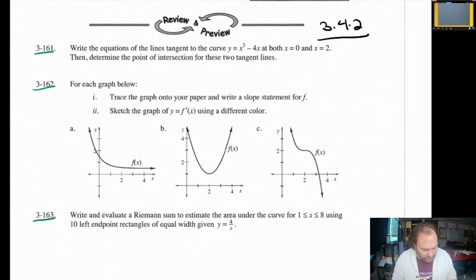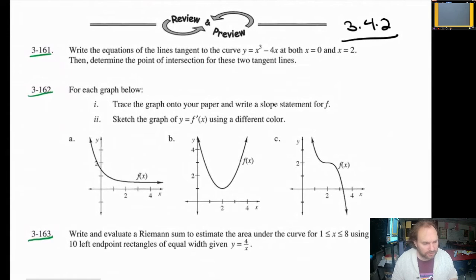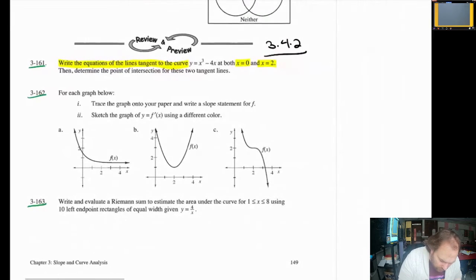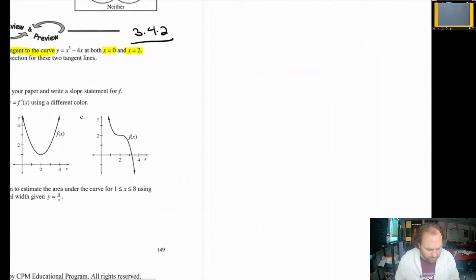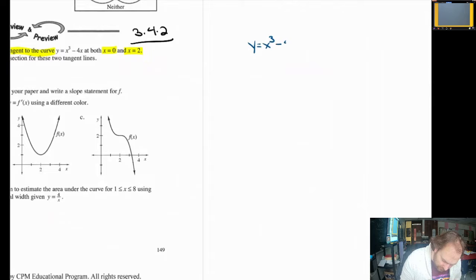This is a good repetition of a really common AP Calculus practice, which is to write the equation of a line tangent to a curve at a point. Here they've given us 2 points, x equals 0 and x equals 2. So in order to do this, we have to remember the general form. I'm going to work off to the side here. I suggest you do this work maybe on a separate piece of paper with the problem in front of you. So our original function, y, is equal to x to the third minus 4x.